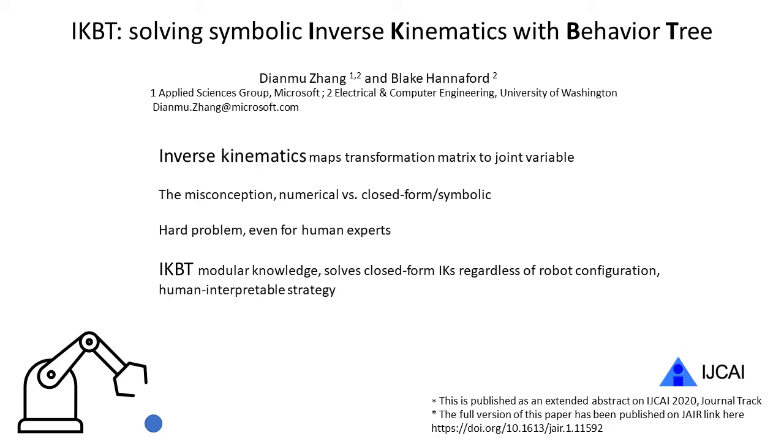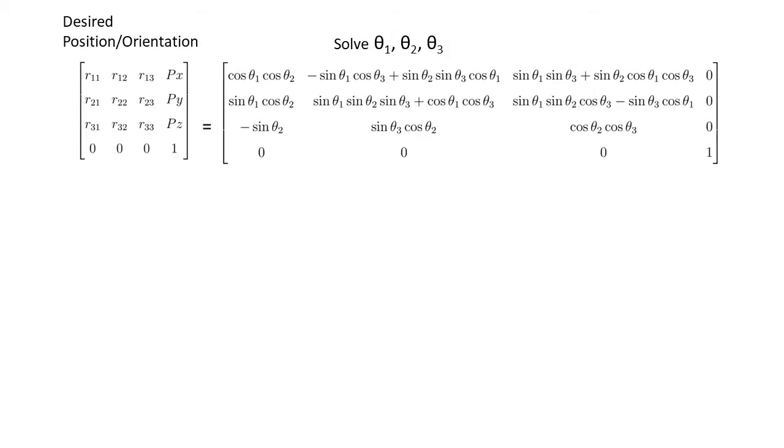We developed IKBT, a knowledge-based intelligent system that can mimic human experts' behavior in solving closed-form inverse kinematics using behavior tree. Here is an example symbolic inverse kinematics problem. The left-hand side denotes desired end-effector position and orientation. The right-hand side is a transformation matrix containing symbolic expressions with unknown variables. The goal of inverse kinematics analysis is to solve for these unknown variables. In this example, there are θ1, θ2, and θ3.